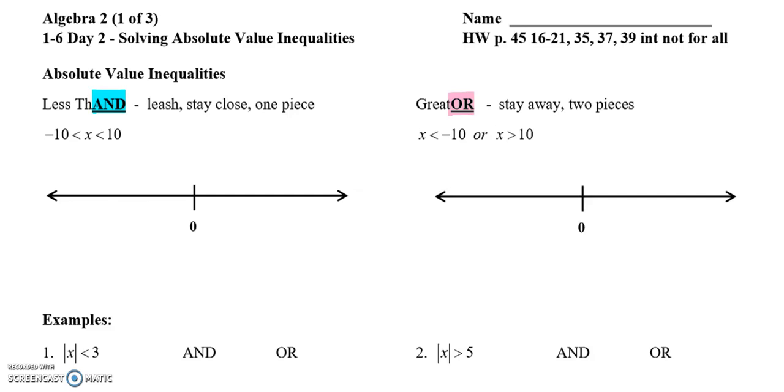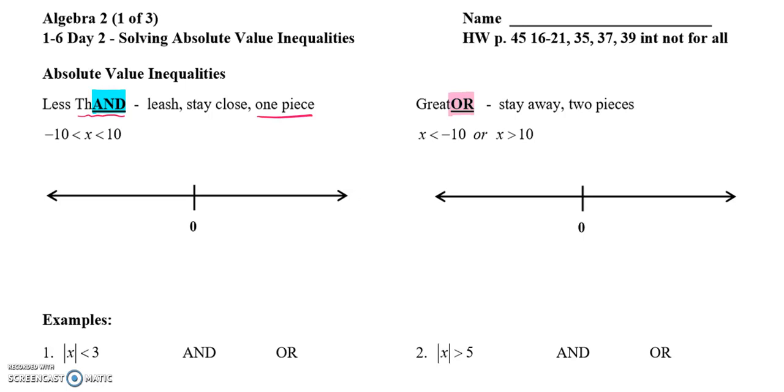If it is less than, think less than, it's an "and" scenario. So less than, and. That's where you have to stay close. Think of a leash. You've got to stay close. You can only go so far away. When you graph it, you'll end up graphing it in one piece.